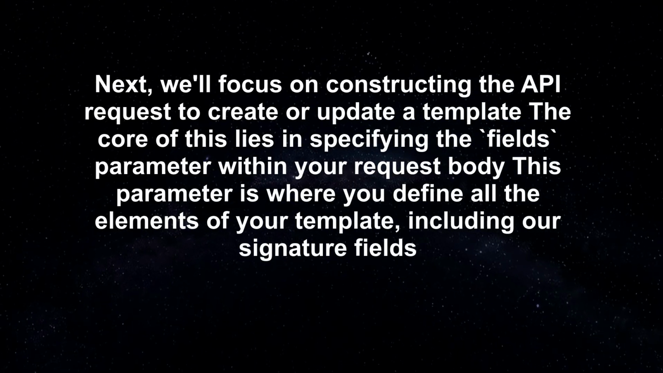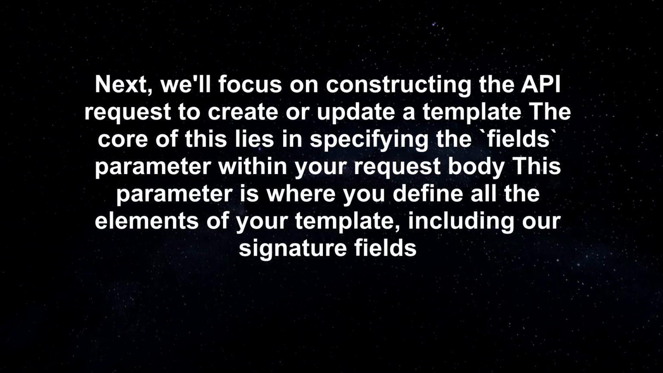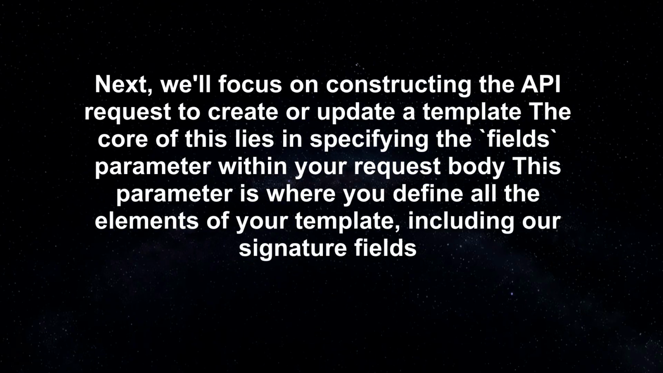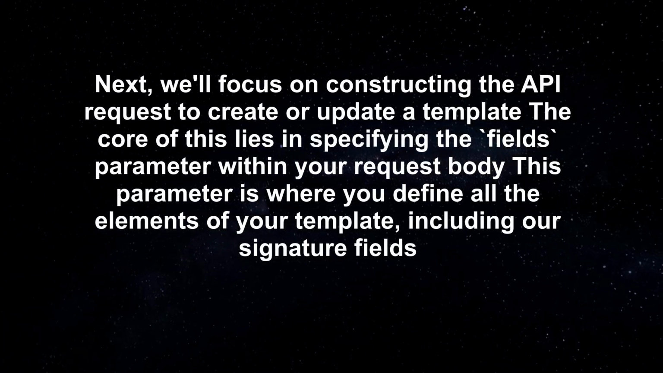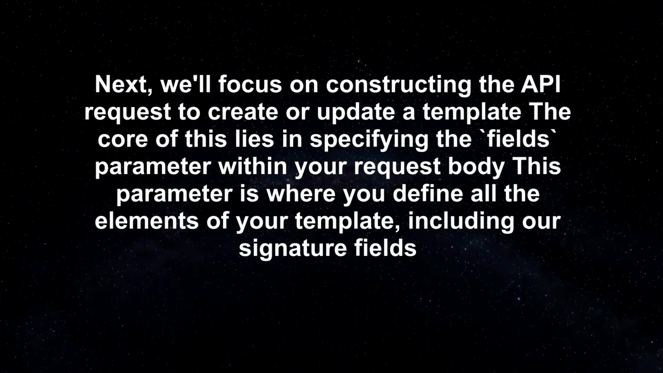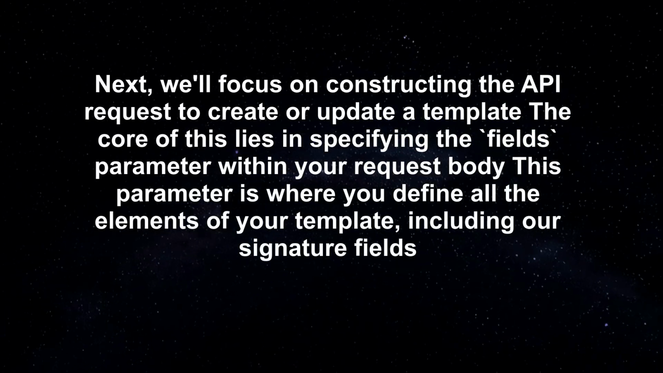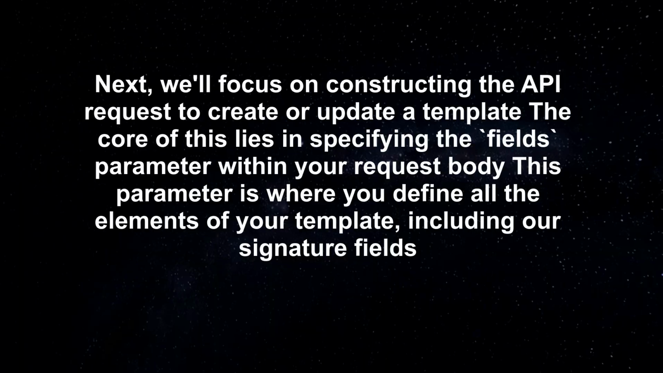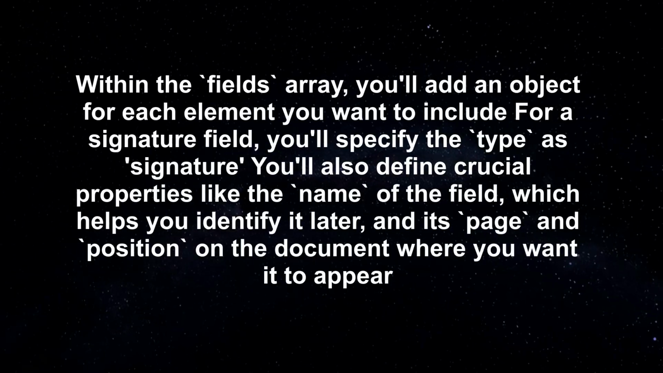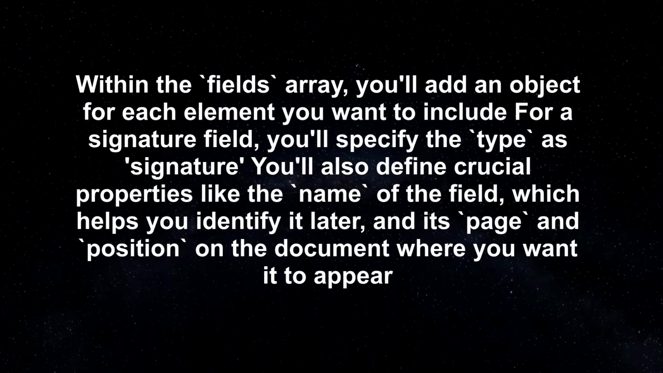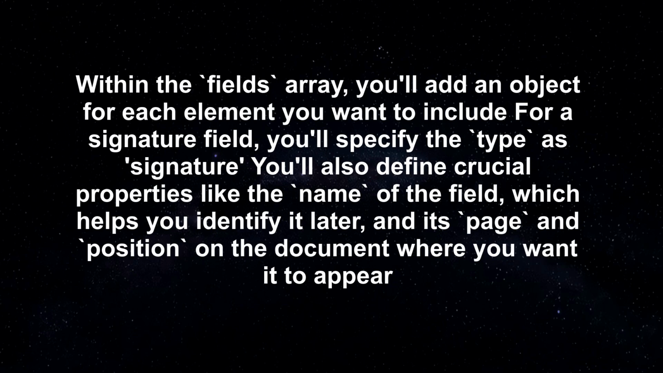Next, we'll focus on constructing the API request to create or update a template. The core of this lies in specifying the fields parameter within your request body. This parameter is where you define all the elements of your template, including our signature fields. Within the fields array, you'll add an object for each element you want to include. For a signature field, you'll specify the type as signature.